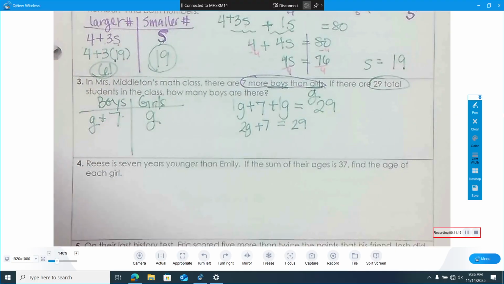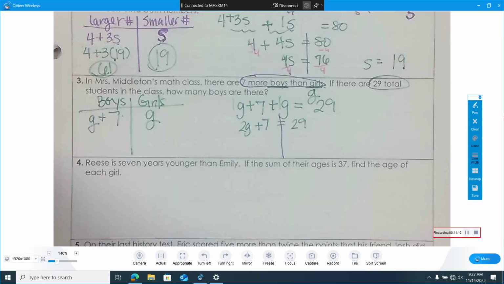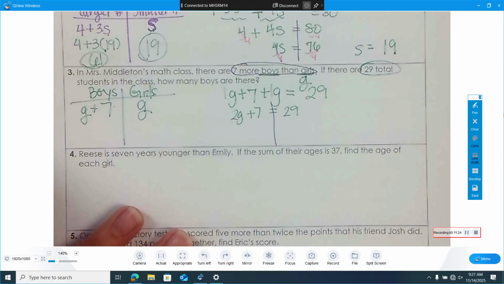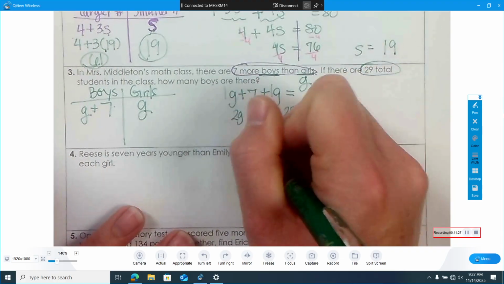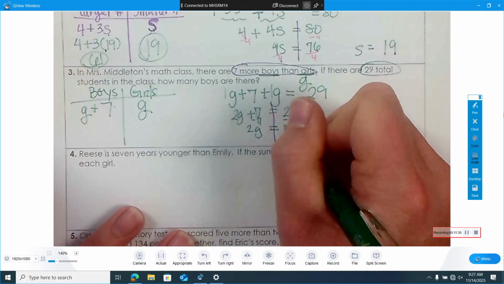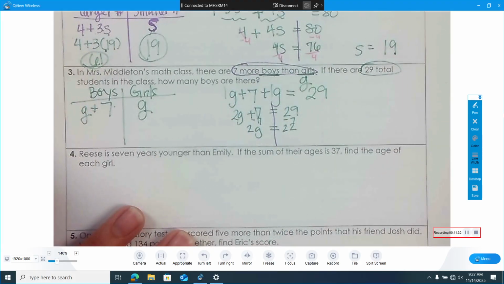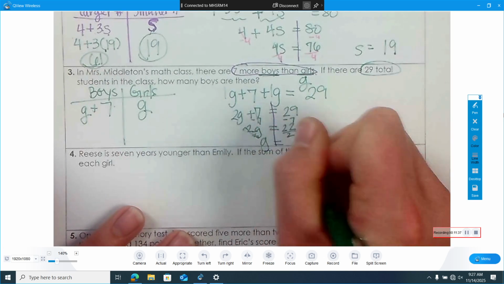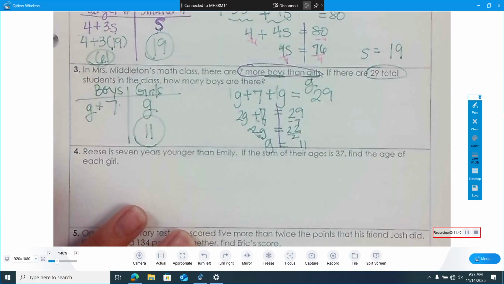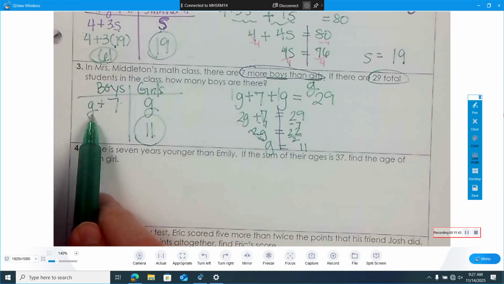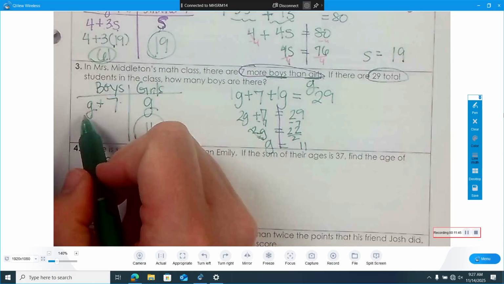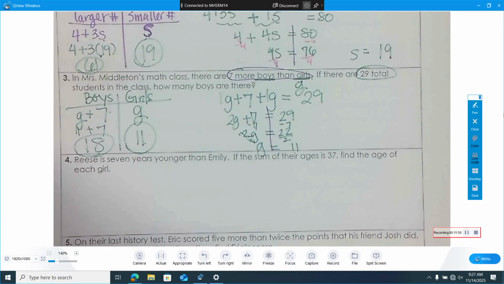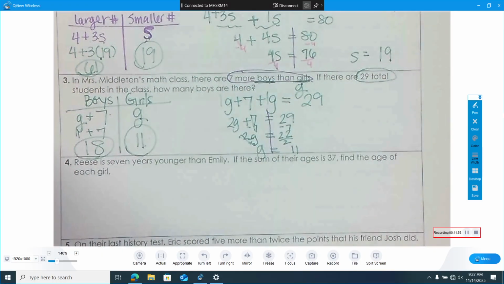And then we can solve. All right, and so how do we solve for G? Minus 7, minus 7. I get 2G equals 22. And then how do we get G by itself? Divide by 2, divide by 2. So we get G is 11. So there are 11 girls. And how do we figure out the boys? Add 7 more. 11 plus 7 is 18. So there are 18 boys and 11 girls in that class.